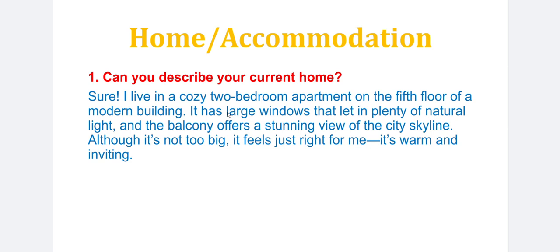So let's just say if you live in a home, not in an apartment, if you own your own house, okay, you can say I live in a two-story building, or I live in a three-story building. Okay, on the ground floor I have ABC type of facilities. On the first floor, these types of facilities are available.